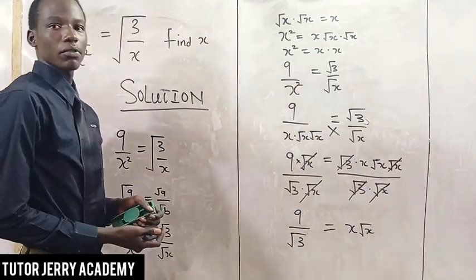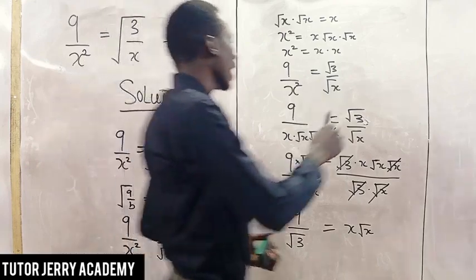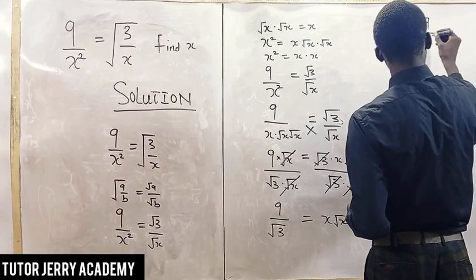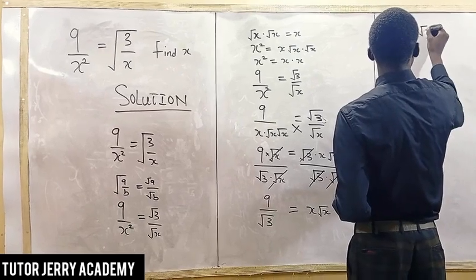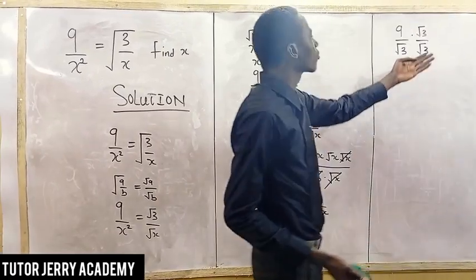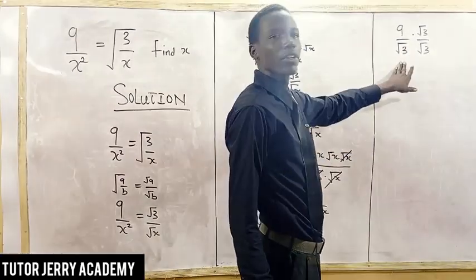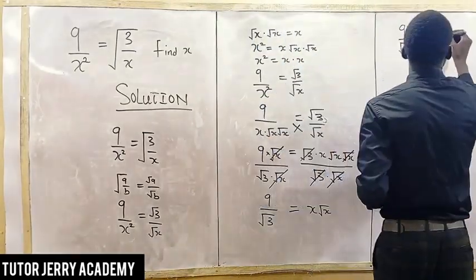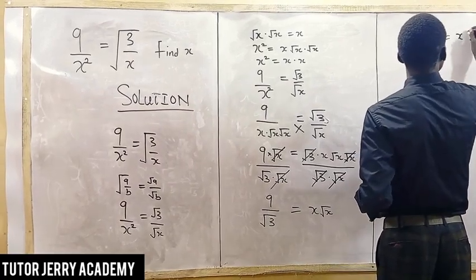So now we can rationalize this by saying that 9 all over the square root of 3 multiplied by the root of 3 all over the root of 3, because we know that the root of 3 all over the root of 3 is the same thing as 1. And 1 multiplied by 9 all over the root of 3 is 9 all over the root of 3. So this will be equal to x the square root of x.